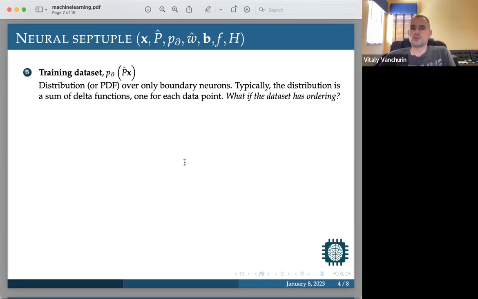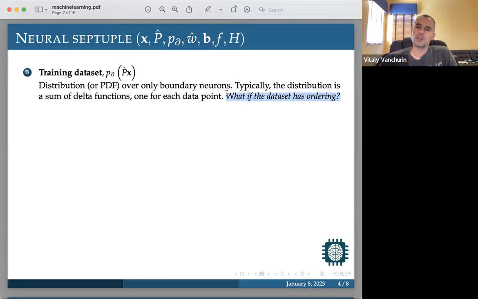Okay, but what is it? It's just a distribution, a distribution of the boundary neurons. Typically it's given as a sum of delta functions for each data point in your training data set. And if that's the case, there is no ordering. Let's say again, dogs and cats. One question: does it matter whether I first stream all the dogs and then all the cats? Should I randomly choose from this data set of cats and dogs? Should I alternate, first showing the neural network a dog, then a cat, dog, cat? What's the most optimal? Or maybe some other variations of statistical versus deterministic ways of streaming data. All this is poorly known.